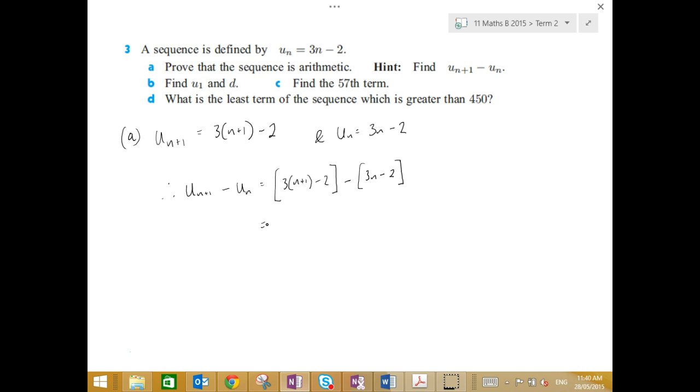To prove that a sequence is arithmetic, all you've got to do is show that the difference between consecutive terms is constant. So if I take the generic u(n+1), following their hint, that's 3(n+1) minus 2, and then I subtract un, which is 3n minus 2. If this ends up being a constant, then I know I've got an arithmetic sequence. So let's see, I've got 3n plus 3 minus 2 minus 3n plus 2. Well, 3n minus 3n cancel, I've got 3 minus 2 plus 2, 3. This is an arithmetic sequence.